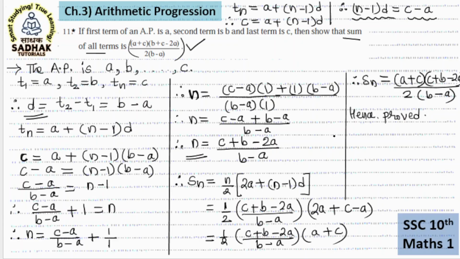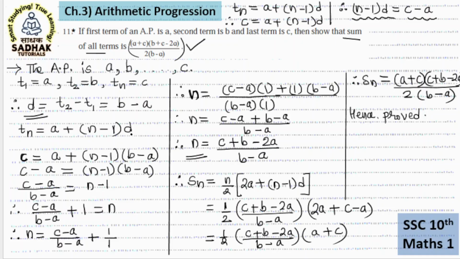Okay, fine. I hope you understood this sum. Let us once again revise this. They are saying that a is the first term, b is the second term, c is the last term. So T1 is a, T2 is b, Tn is c. So we find out d by subtracting the first term from the second term. So T2 minus T1 is equal to b minus a. Then we write Tn. Okay, so Tn is equal to a plus (n minus 1)d.